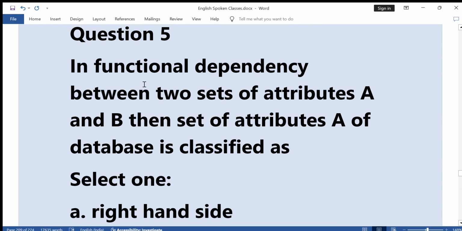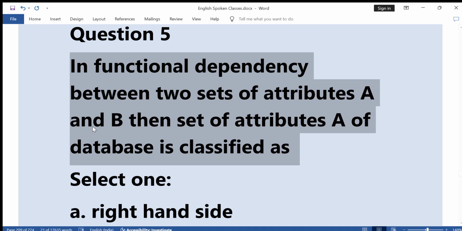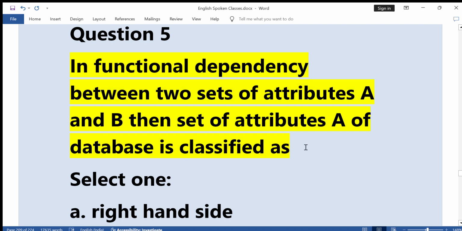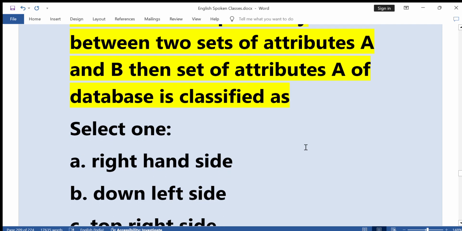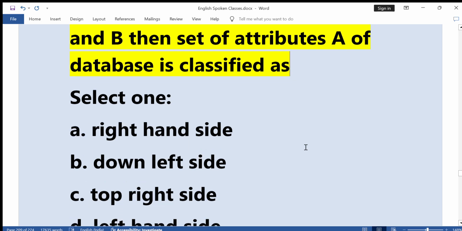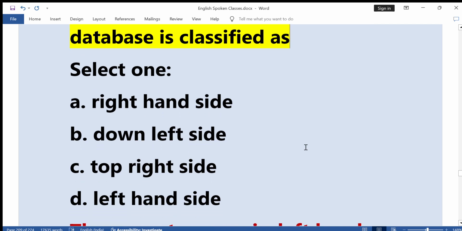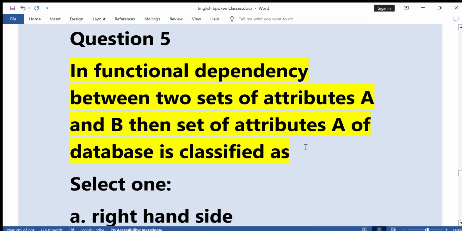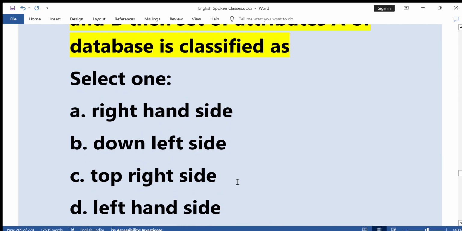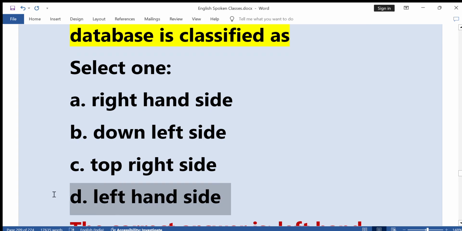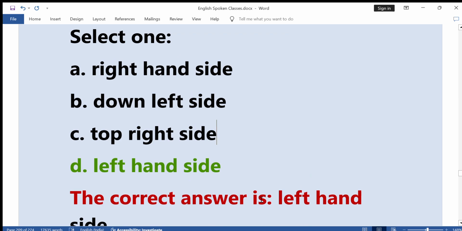Question number 5 is: in a functional dependency between two sets of attributes A and B, the set of attributes A of the database is classified as, select one. Option A, right hand side. Option B, down left side. Option C, top right side. Option D, left hand side. Then the answer will be option D, left hand side.